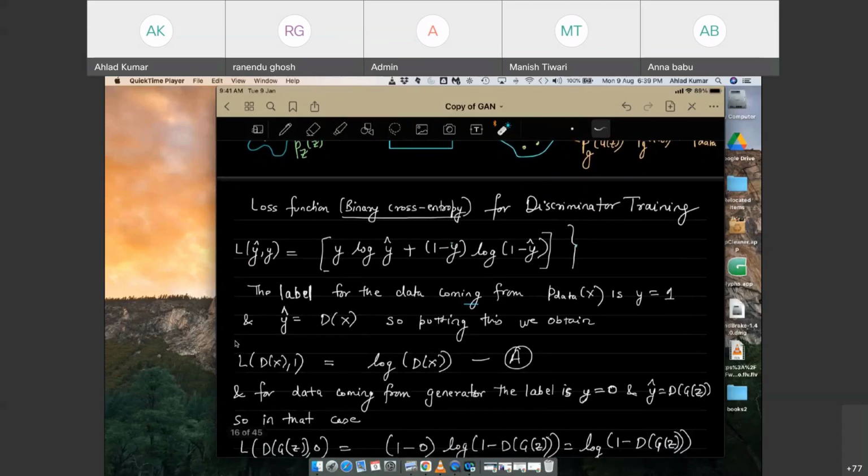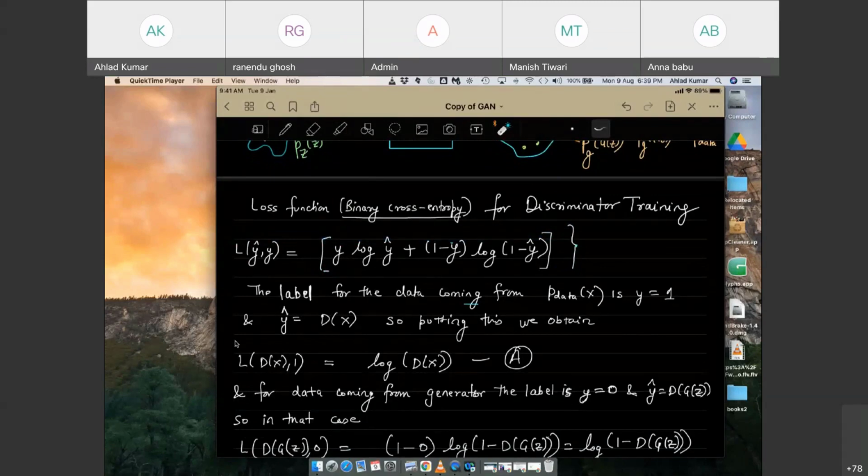This is basically the binary cross entropy, which I think most of the people know. We will derive the loss function for the generative adversarial network from scratch. I think most of the people who have gone through a machine learning course must know this already. So it's a binary cross entropy.